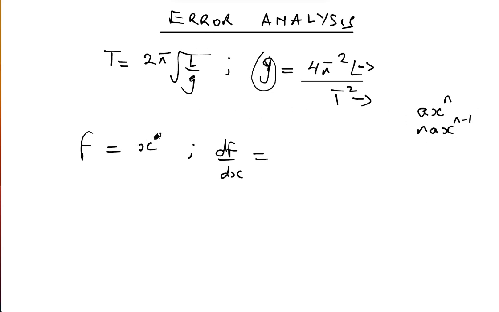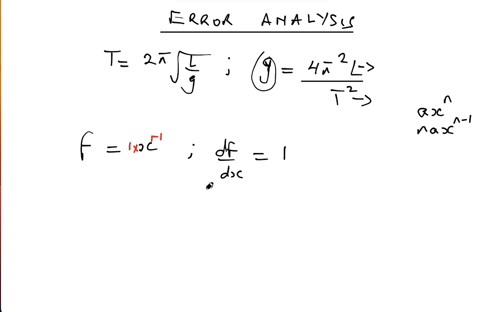So the power here is 1, and the coefficient here is 1. So 1 times 1, we have 1. And then when we subtract 1 from the power, we have 0. So at the end of the day, 1 minus 1 is 0, and x raised to power 0 is 1. So at the end of the day, the derivative here is 1. So I will write 1.